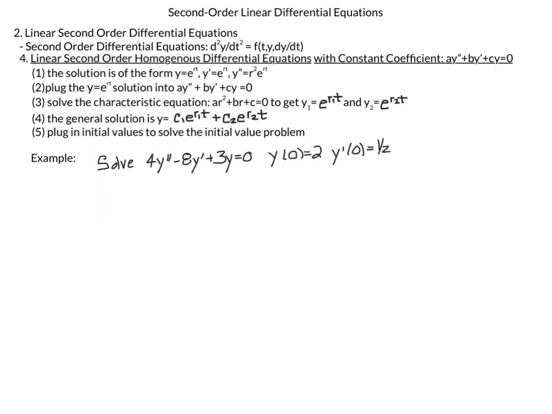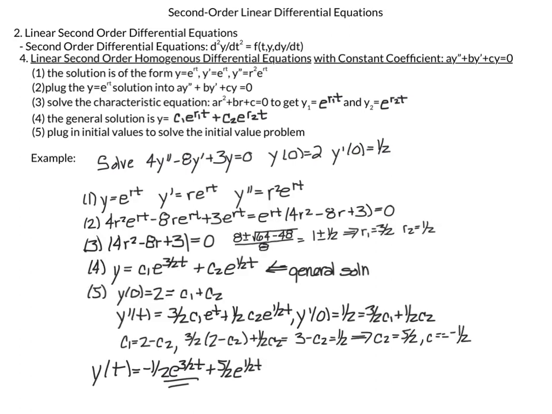Time for another example. Solve 4y double prime minus 8y prime plus 3y equals 0, where y(0) is equal to 2, and y prime(0) is equal to 1/2. I start by assuming my solution is of the form y equals e to the rt. I calculate y prime and y double prime. Then I plug y prime and y double prime into my equation.